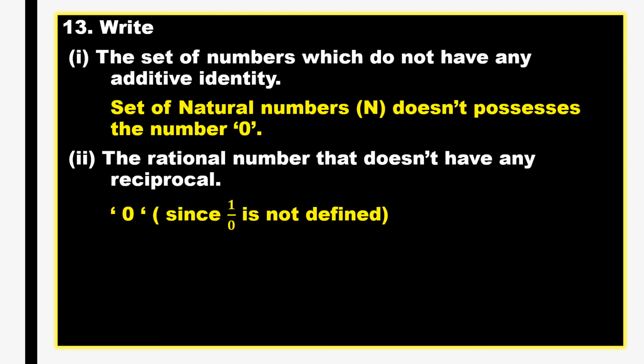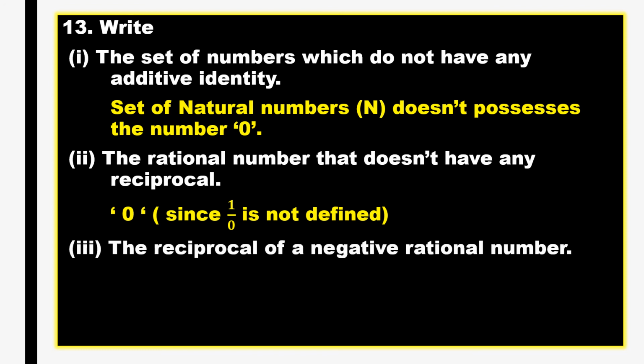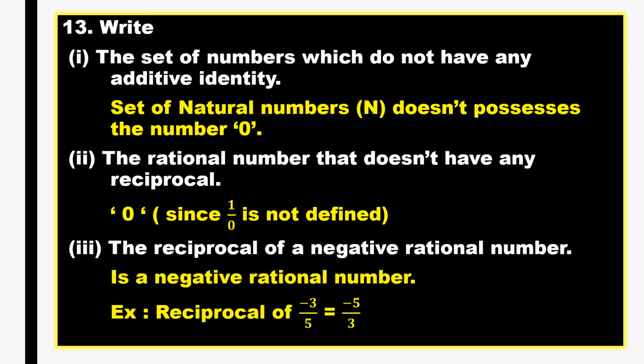Next question is, the reciprocal of a negative rational number. Negative rational number means, suppose minus 3 by 5. What is the reciprocal of a negative rational number? I told you, whenever you are doing a reciprocal, the symbol will not be changed. The symbol will be as it is, and the numerator will become the denominator, and the denominator will become the numerator. So it will be a negative number only. The reciprocal of a negative rational number will be a negative rational number only. For example, minus 3 by 5 will give you minus 5 by 3.